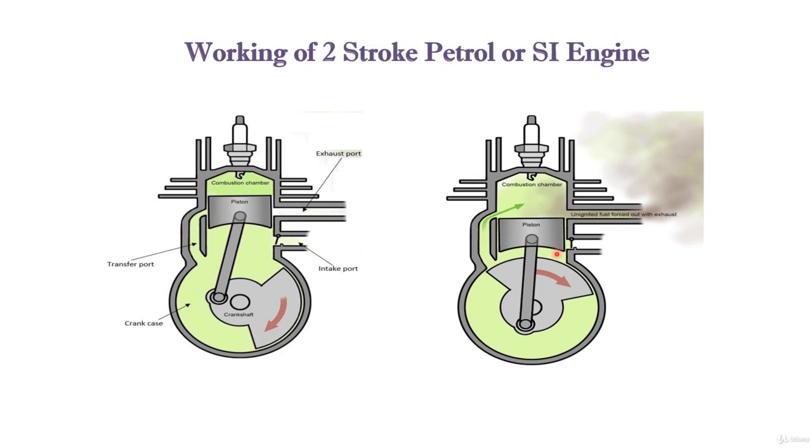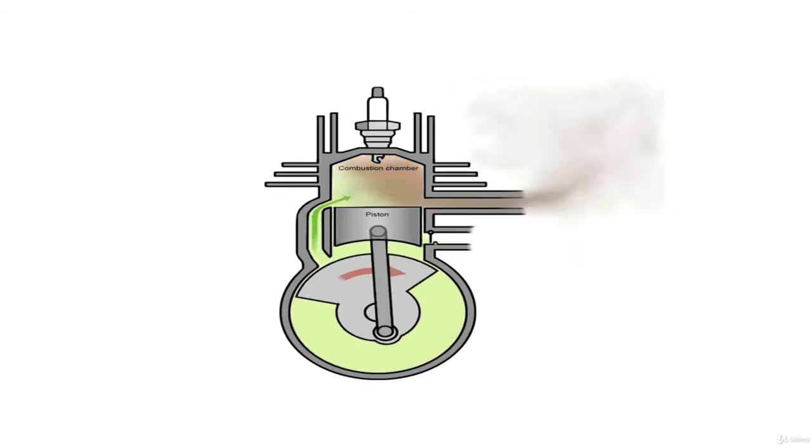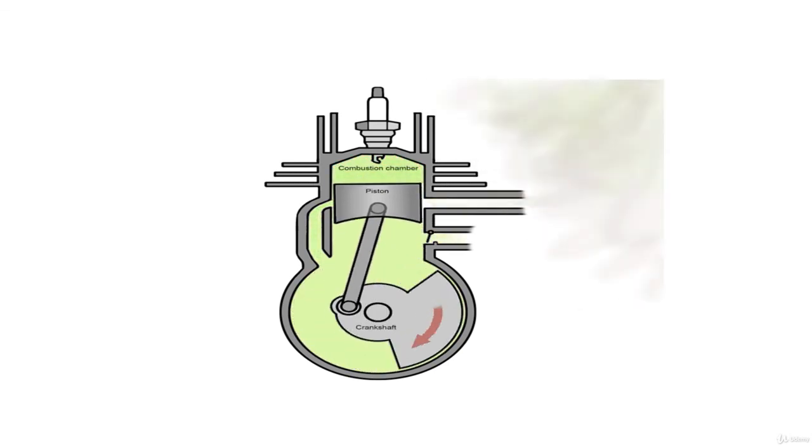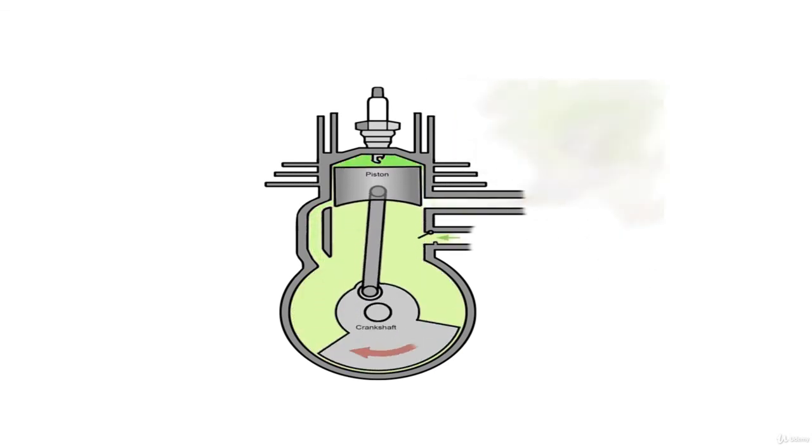With this we conclude that the two-stroke engine has only two steps, and in each step two processes are carried out. The first step has the intake and the compression processes, and step 2 consists of combustion or the power stroke and the exhaust. Hope you have understood the working principle of the two-stroke petrol or SI engine, and all the concepts of the two-stroke engine have been cleared by this video.